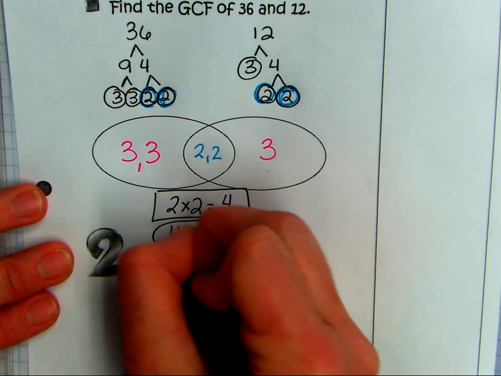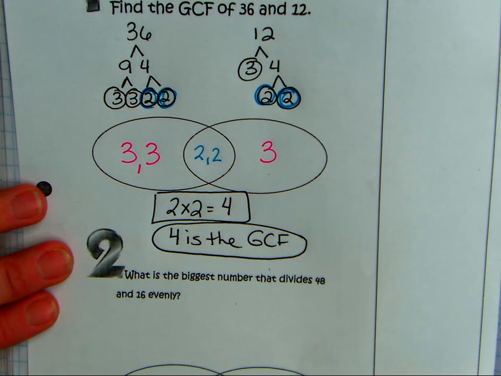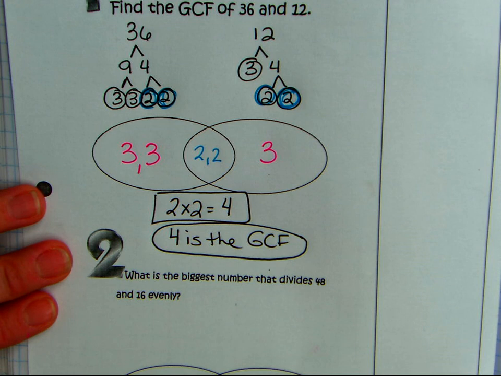All right, now I want you guys to practice the second one on your own. Now it says, what is the biggest number that divides 48 and 16 evenly? That's just another way of saying the GCF. So once again, you're going to follow the same steps to find the GCF. If you have any questions, be sure to come in and see me. Otherwise, make sure that you pause this video, go back if you need to, and have a wonderful day.